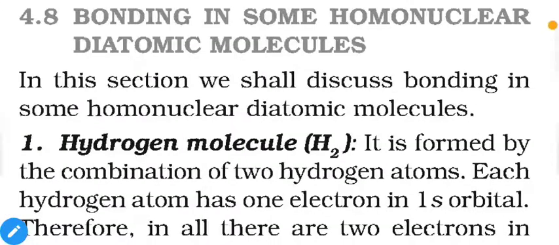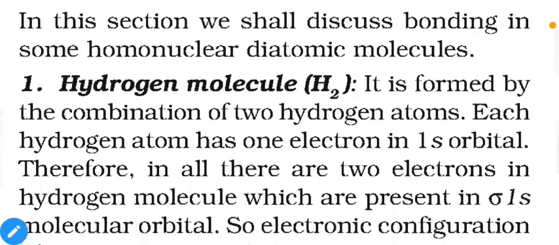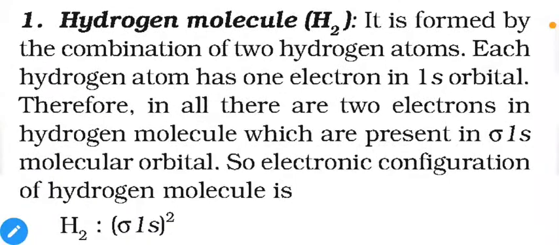Now in this lecture we will discuss bonding in some homonuclear diatomic molecules, that means molecules containing two atoms of the same type, such as hydrogen or chlorine or nitrogen, etc. So let us start with the simplest molecule, which is the hydrogen molecule, H2. We already discussed its diagram earlier, but let us discuss it step by step here.